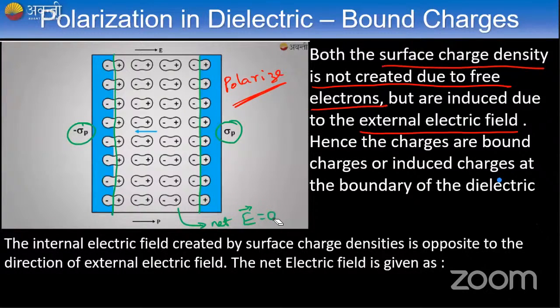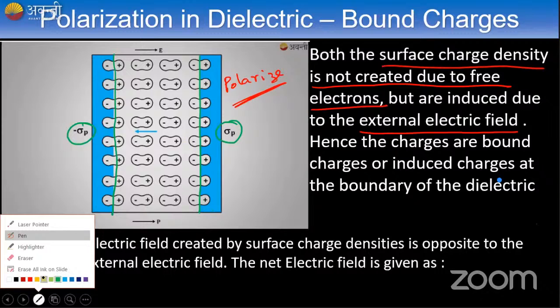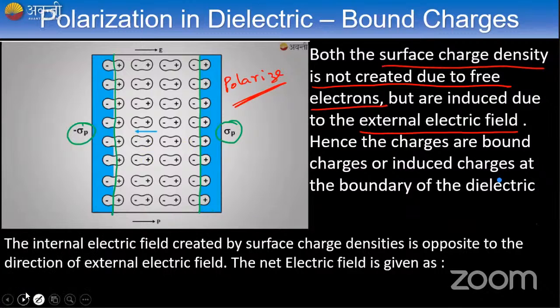Yes, correct, Jyoti. So there exists a net positive charge on the right side surface and a net negative charge on the left side surface. This will give rise to what? This will give rise to an internal electric field. Now, this is my external electric field, which was already present in this direction. This external electric field gave rise to an internal electric field, which was generated because of the surface charge density on the boundary.